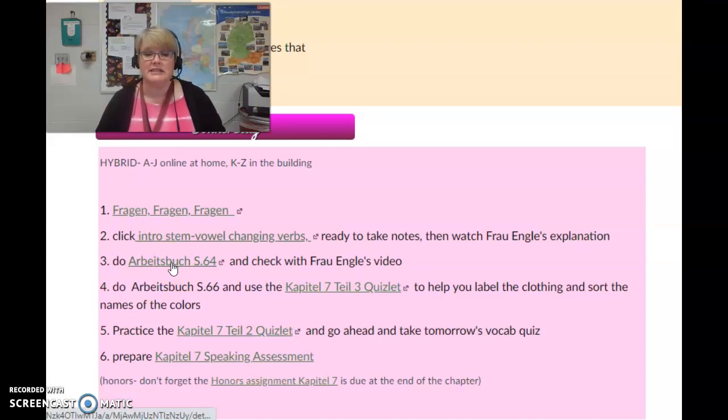Arbeitsbuchseite 64. Arbeitsbuchseite 64 is practicing stem vowel changing verbs. That's where I put it. So go ahead and move to Arbeitsbuchseite 64, and that will take you through some practice. Make sure that you put this in your notes too. You definitely want to have this in your notes so you can refer back to it, either on your note-taking packet that I gave you or wherever you're putting your notes.